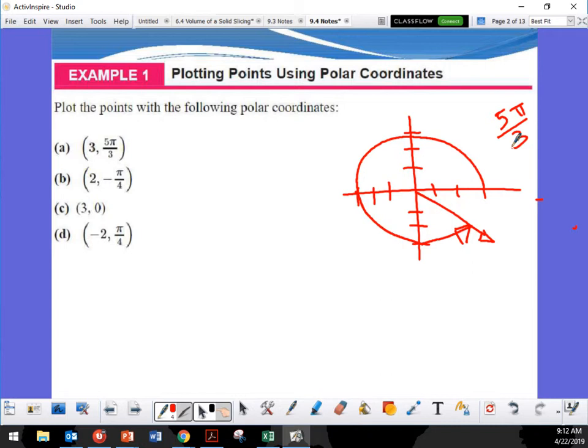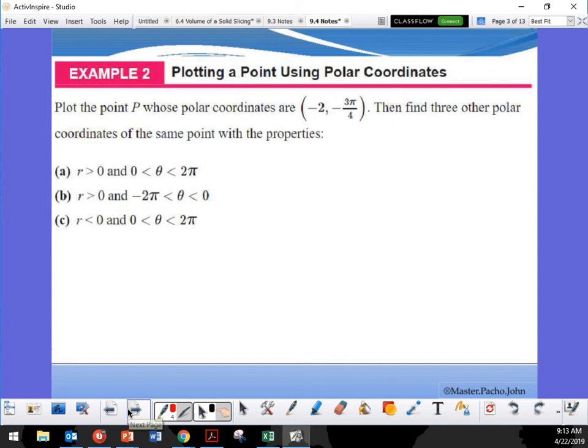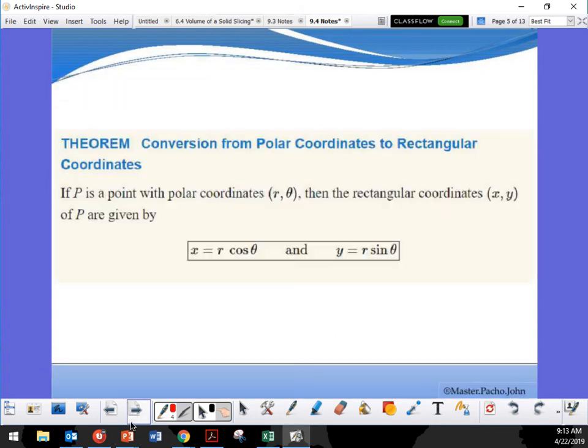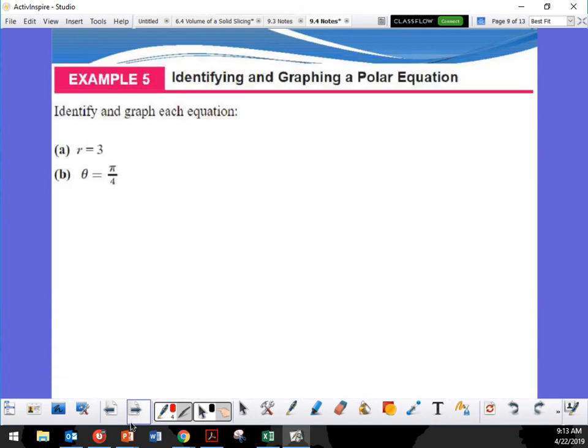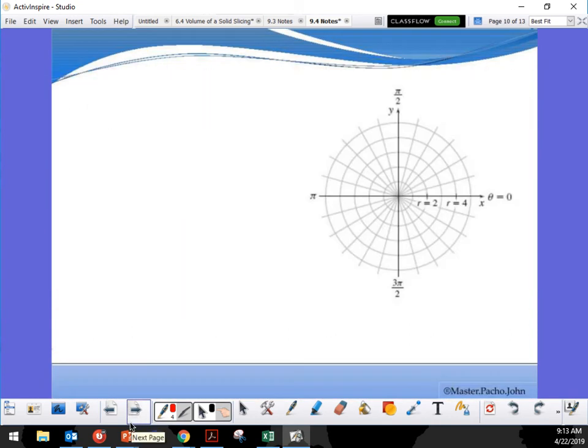So what would be another way of saying the same one? Instead of saying 5 pi over 3, what else could I say? Yep, negative pi over 3. Okay. I think I inserted a graph in the next one. Did I insert a graph on any of these? Oh, there it is. Okay, here's my graph.